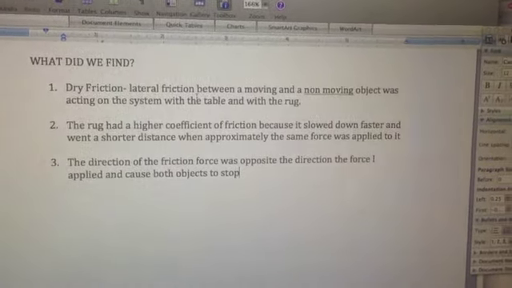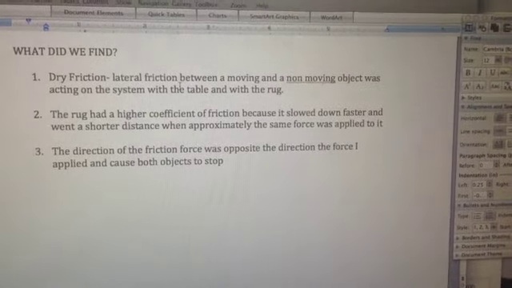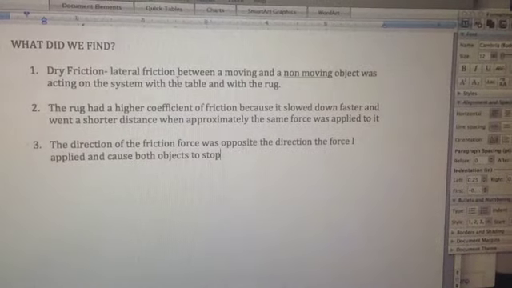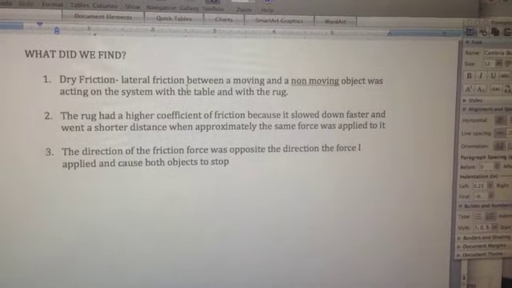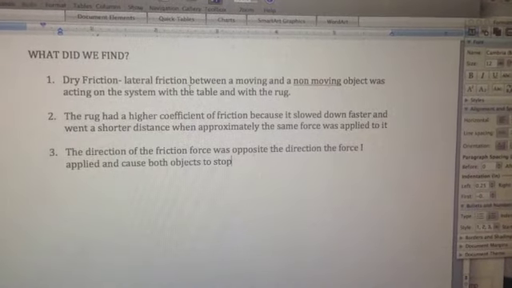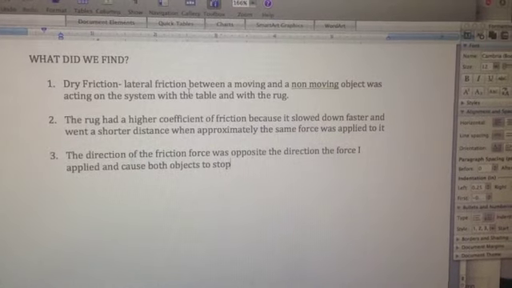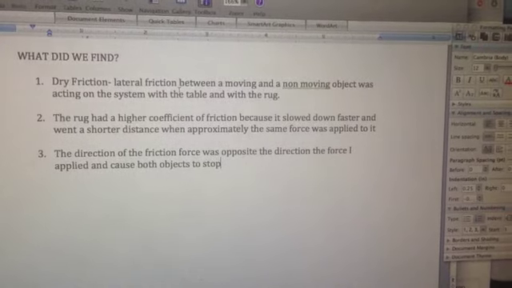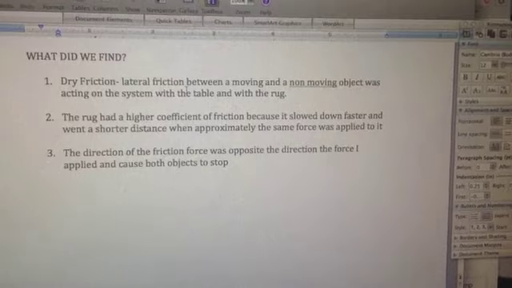In this lab, I found out that dry friction, or the lateral friction between a moving and a non-moving object, was acting on the system both with the table and with the rug. It was not acting on the system that I modeled in VPython. We also found that the rug had a higher coefficient of friction because it slowed down faster and went a shorter distance when approximately the same force was applied to it.